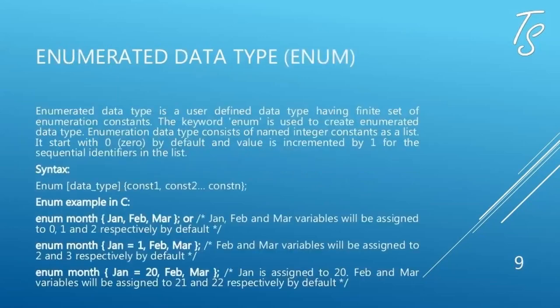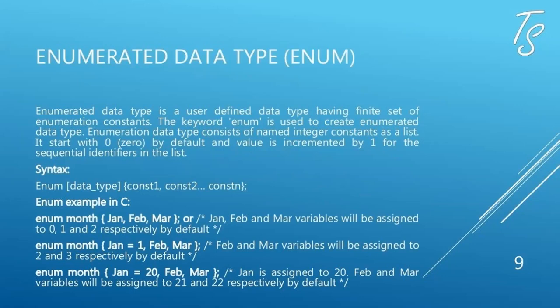Now let's see what the enumerated data type, or enum, is. The enumerated data type is a user-defined data type having a finite set of enumeration constants. The keyword enum is used to create enumerated data types. The enumeration data type consists of named integer constants as a list. It starts with 0 by default. The value is incremented by 1 for each sequential identifier in the list.